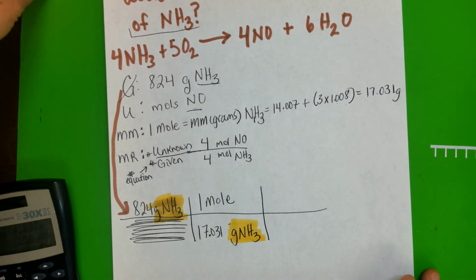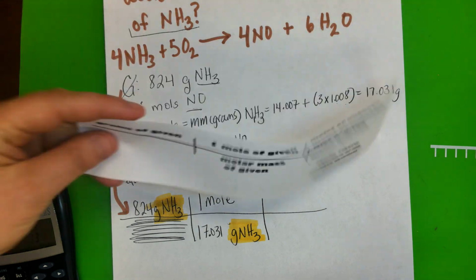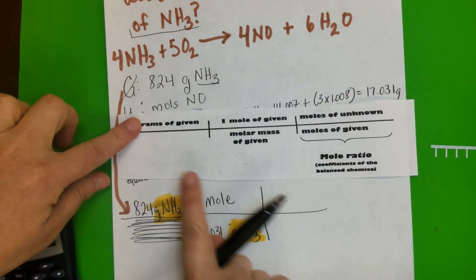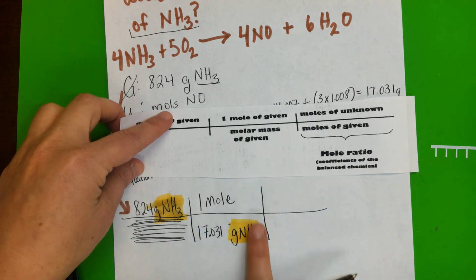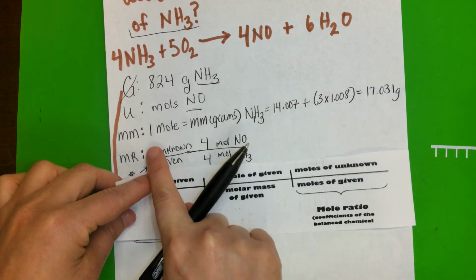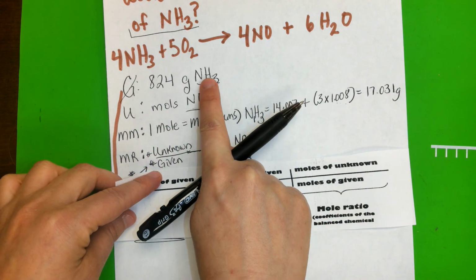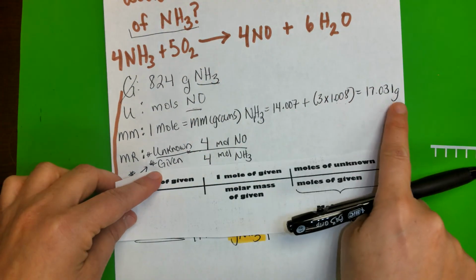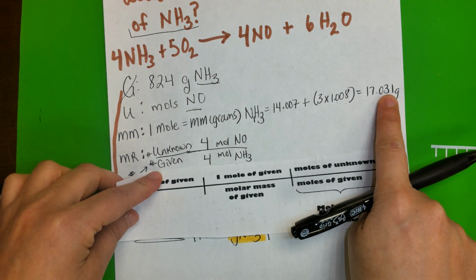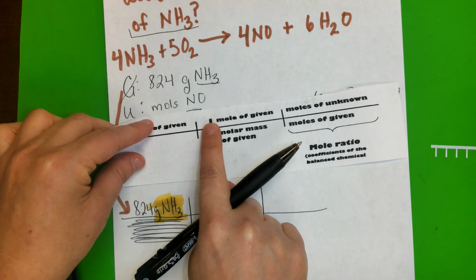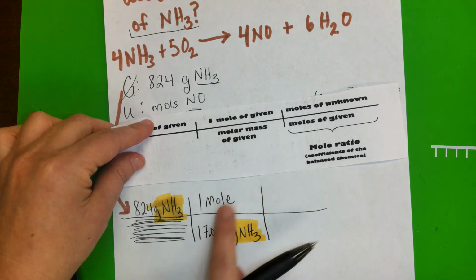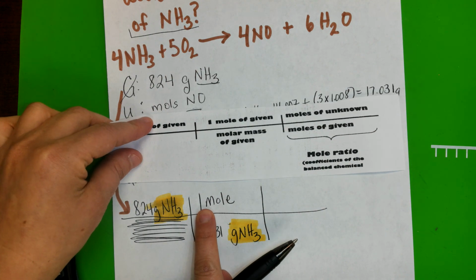Now if you get stuck, all you have to do is look at here. Oh, okay, my grams of my given, that's my given. Molar mass of the given, so yeah, that's my molar mass, right? That's a given, NH3. And that's the molar mass, right? And you see that 1? You see the ones, they even give you the ones. So it's 1 mole.